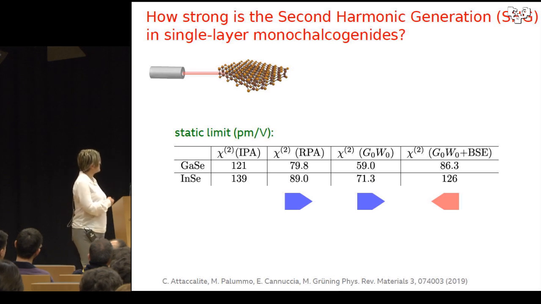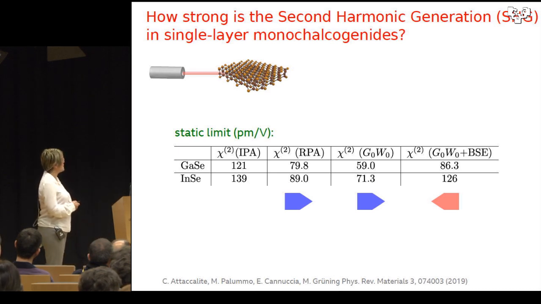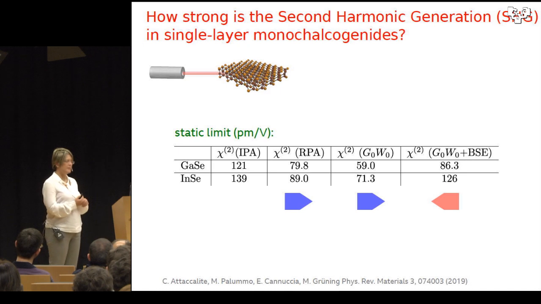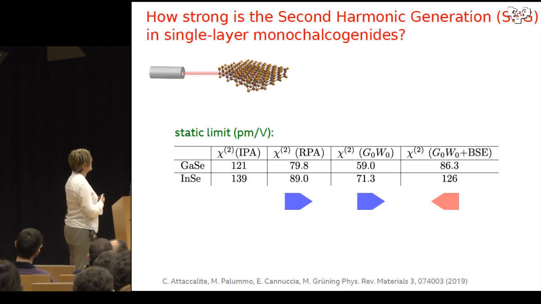So what are the results? This is done in the static limit to compare with existing results. We don't have an exact comparison since they were using hybrid functionals.